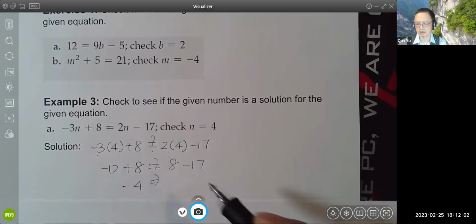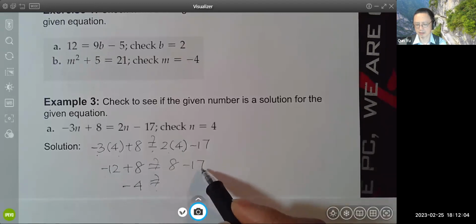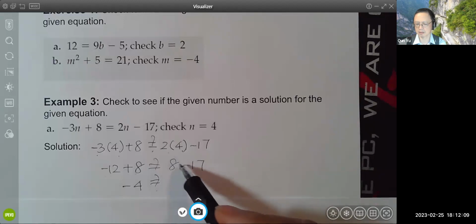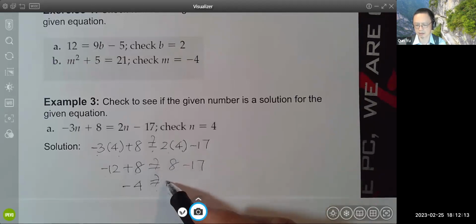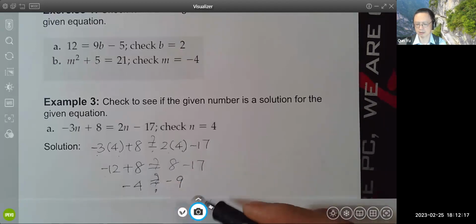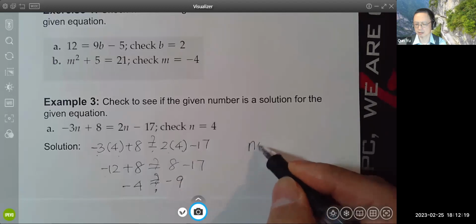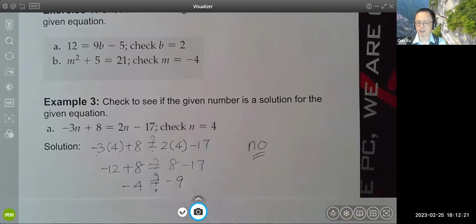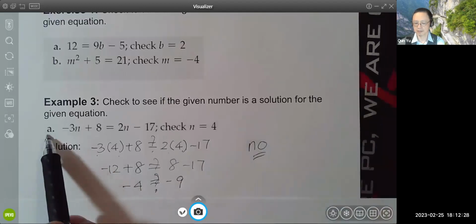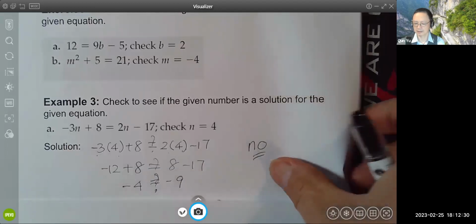On the other side, 8 minus 17. 8 is smaller than 17, so you're going to get a negative number. The negative number is the difference between these two numbers, the magnitude. The difference is 9, so -9. Apparently, -4 is not -9, so the answer is no. -4 is not the answer of the equation.